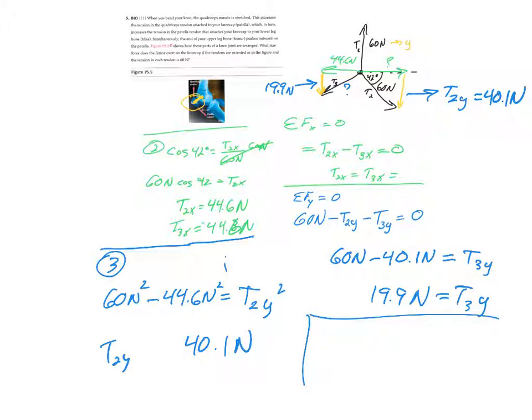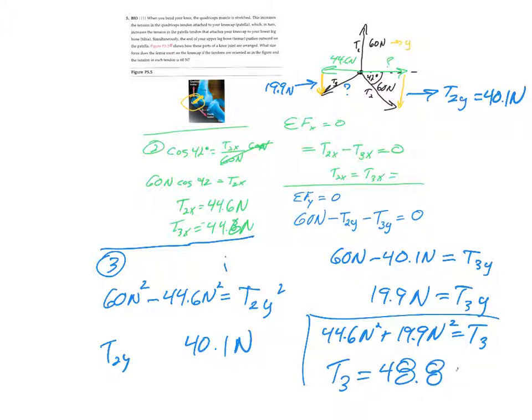This is just a right triangle now. 44.6 newtons squared plus 19.9 newtons squared equals hypotenuse, which we're going to call T3. 44.6, square that, plus 19.9, square that, square root answer, and I get T3 equaling 48.8 newtons. Long problem, but well worth it. Bye-bye.